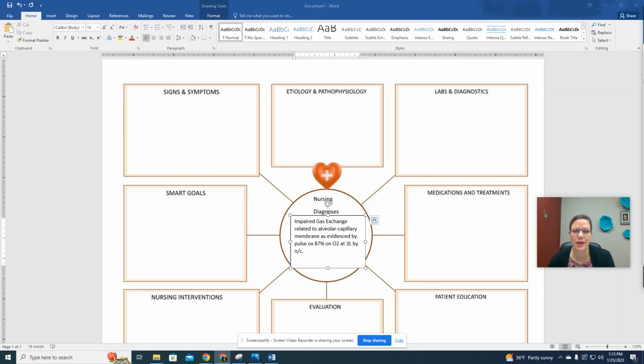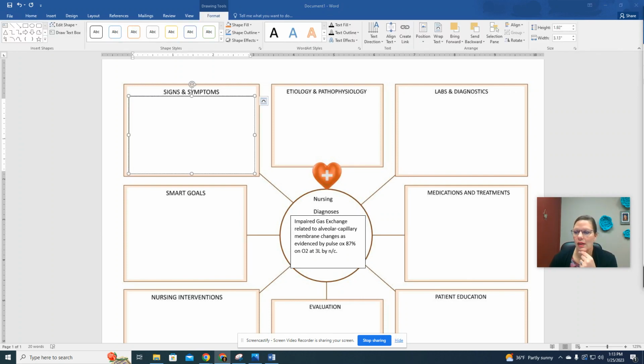Okay, so there we go. I have my impaired gas exchange related to alveolar capillary membrane changes. Oops, that should say changes. As evidenced by a pulse ox of 87% on O2 at 3 liters by nasal cannula. And that information comes from page 475 in the Lewis textbook.